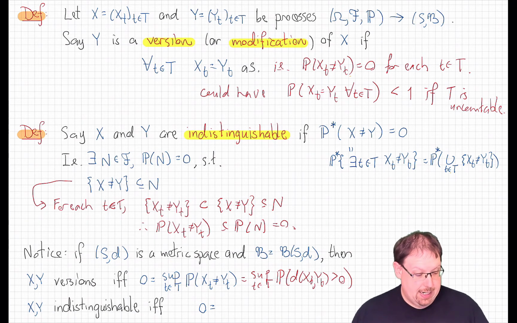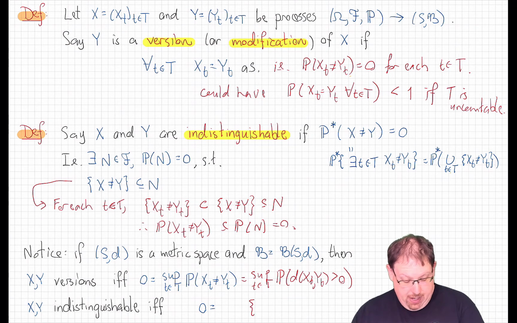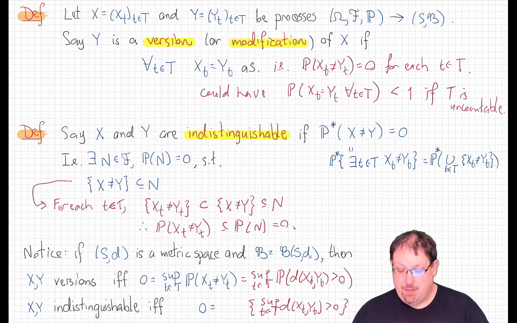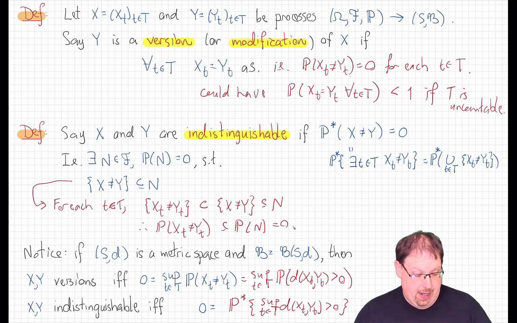On the other hand, to say that x and y are indistinguishable is to say that the event that the supremum over t in T of the distance between x_t and y_t is positive, that event has probability 0. But again, that event may not be an event, so we have to take the outer measure in order for that to make sense in all cases.